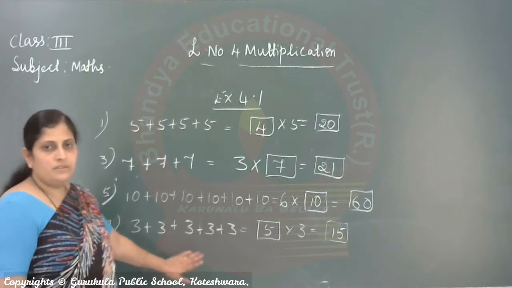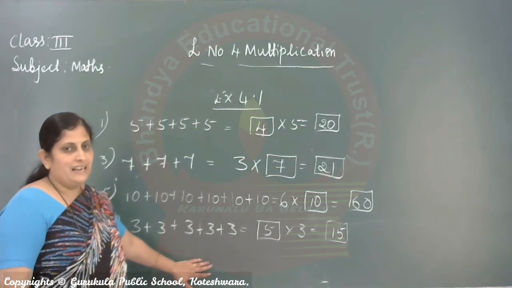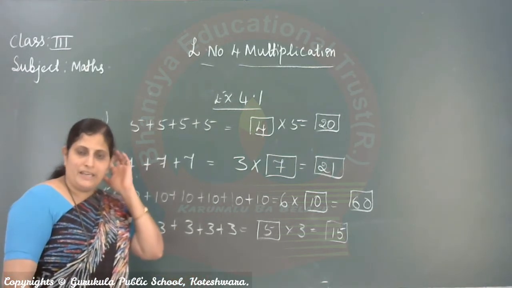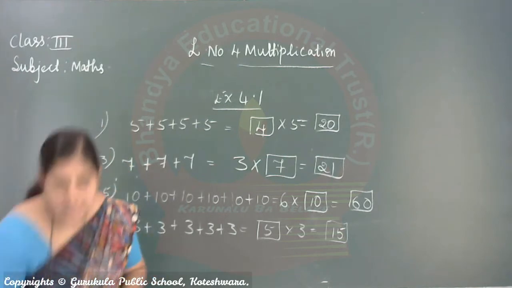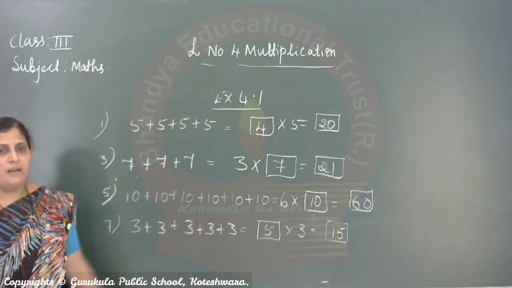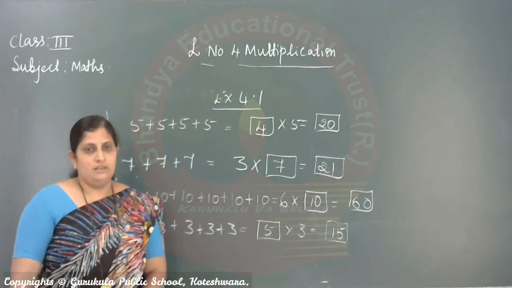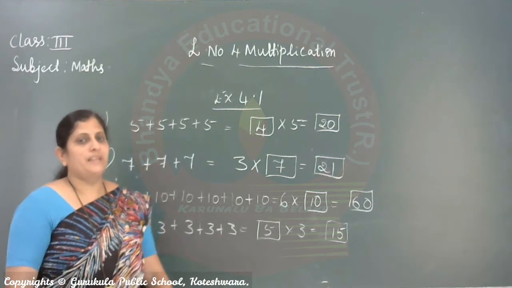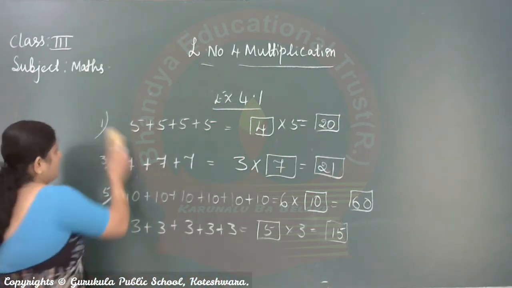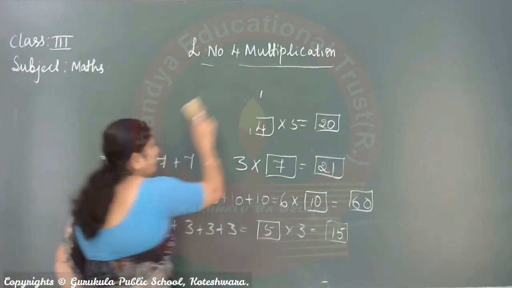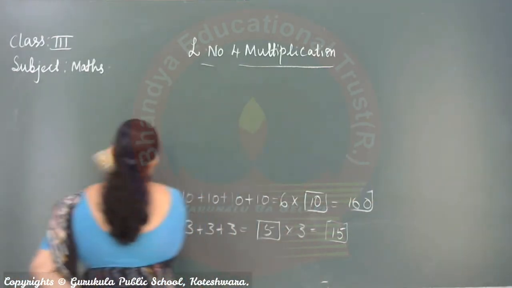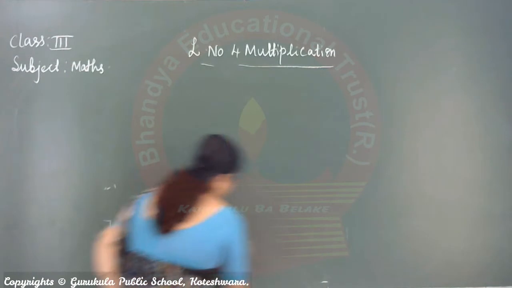See, before this we have completed that multiplication is a repeated addition. Now we can understand this multiplication by using a number line. By using a number line we can understand the multiplication. So, multiplication on number line.